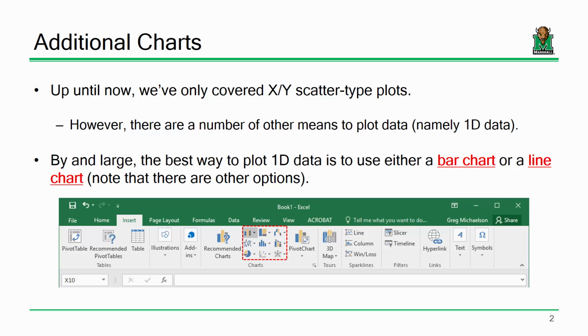All right. So thus far, we've mostly been doing XY scatter plots. And that's what you'll probably use most of the time in engineering, because that's the most appropriate way to demonstrate experimental data. But there are some other types of plots that are sometimes used in less technical reports, and it's still worthwhile to figure out how to use those. So we're going to do a little bit of work with bar charts and line charts. Those are just some of the other options under the charts tab.